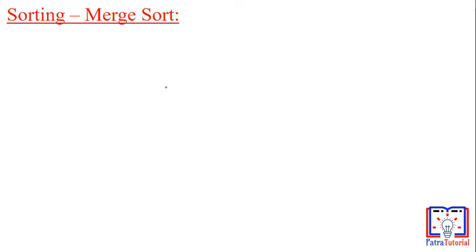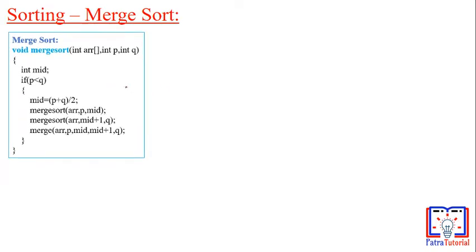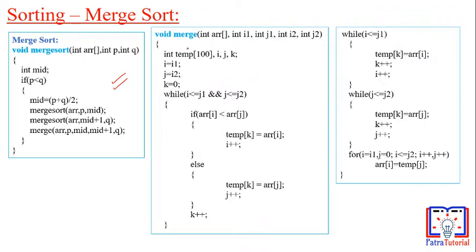So let me take one example here. This is the merge sort function I have taken here just for reference, and this is the merge function. This will combine two sublists. Okay, and this will divide. Okay, this will divide and this will combine. Okay, so these are the two functions I will be using in the merge sort program.